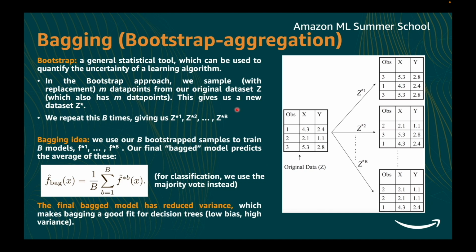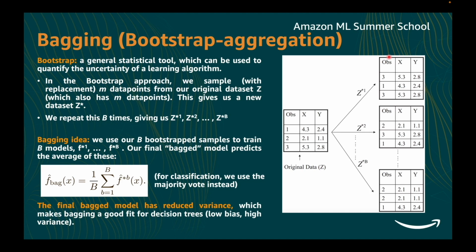So first, bagging stands for bootstrap aggregation, and the bootstrap is a general statistical tool. You can use it even outside of machine learning, just for data analysis. What it does essentially is that you start with an original data set, and suppose your data set has m data points, right? You resample your data set, meaning for each data point you uniformly pick it with replacement, and you create a new data set which again has m data points.